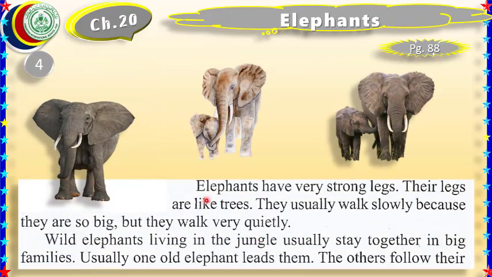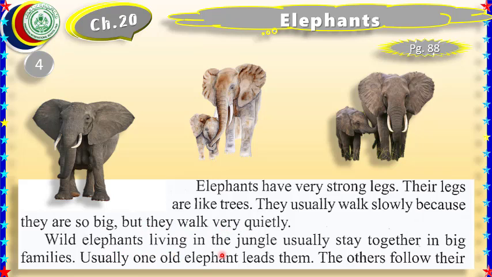This is part number 4. Elephants have very strong legs. Their legs are like trees. They usually walk slowly because they are so big, but they walk very quietly.